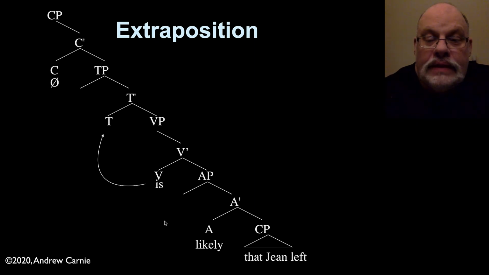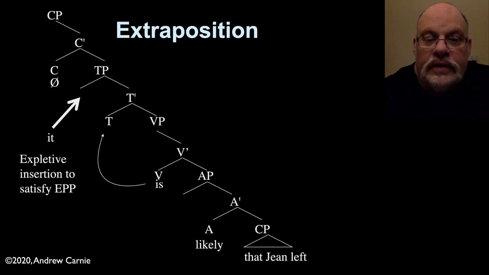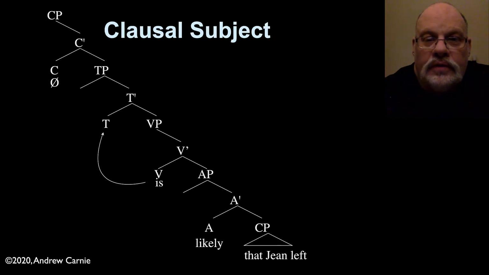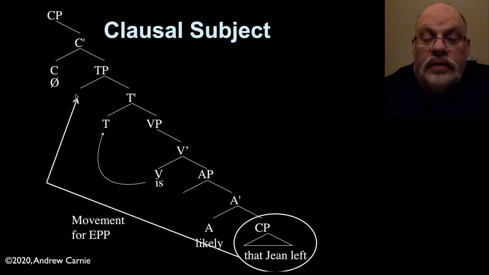Now, in order to meet the EPP constraints here, we're going to do expletive insertion. So we insert an expletive "it" into the specifier of this TP, and that gives us the well-formed extraposition sentence, it is likely that Jean left. The clausal subject construction is slightly different. The tree is otherwise the same, but we're going to meet the EPP a different way. Rather than inserting an expletive into this position, we're going to move that clausal complement into the specifier of the TP. We do this movement primarily for the EPP. We don't have to do it for case because CPs don't require case.